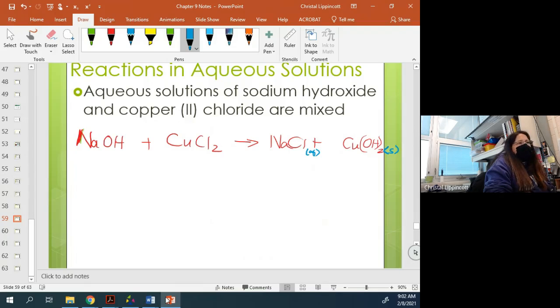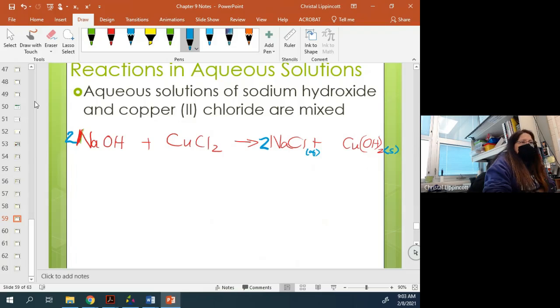So since I know my reaction runs, I'm going to go back and balance my equation now. Over here, I've got 2 OHs. So I need to put this here to get the 2 OHs to balance. Over here, I have 2 sodiums and 2 chlorines. So if I put a 2 here, now I have my equation balanced. So nothing new up to this point. This is just a standard double replacement reaction.